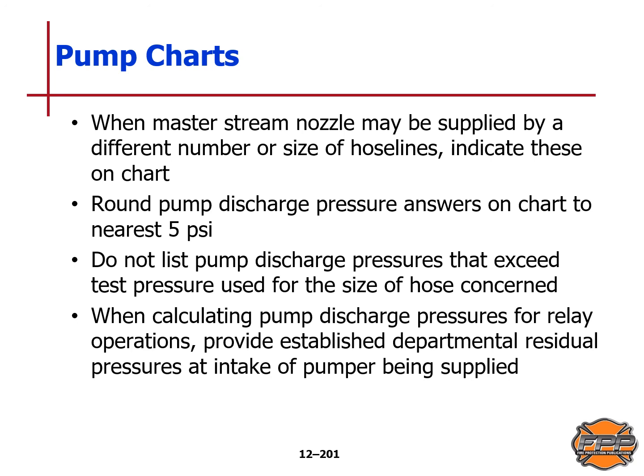When a master stream nozzle may be supplied by a different number or size of hose lines, indicate these on the chart. Round the pump discharge pressure answers onto the chart to the nearest 5 psi. Do not list the pump discharge pressures that exceed the test pressure used for the size of hose concerned. When calculating pump discharge pressure for relay operations, provide established department residual pressures at the intake of the pumper being supplied.